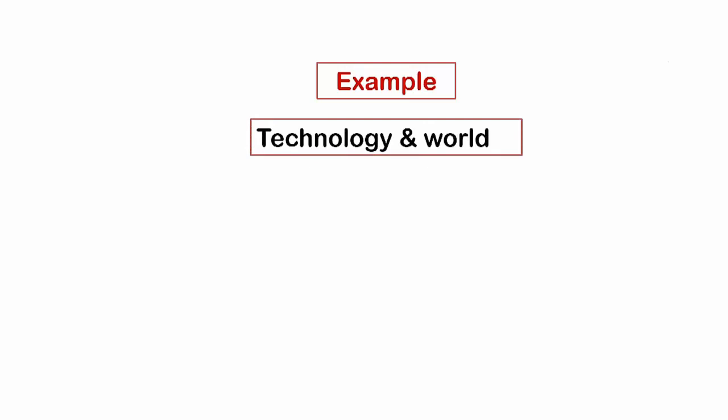So the first sentence: technology is helping young people to learn about the world. First and last word in the sentence: technology and world. Now you need to count the words in the sentence. Technology is helping young people to learn about the world. So we have 10 words.